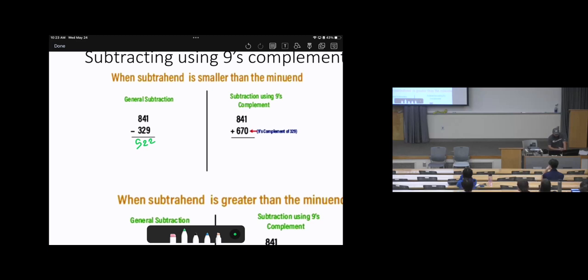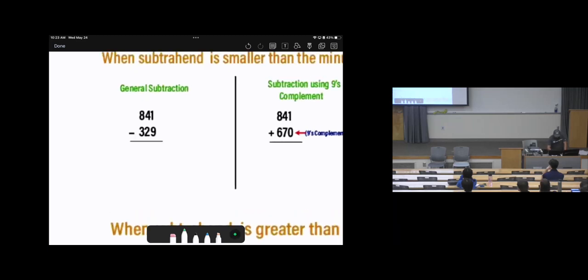Or no, because we take a carry out. We borrow. Even subtraction, I cannot do it. 9, this will be 3, this will be 11, 11 minus 9, this will be 2, this will be 1, 512. Okay, 512.